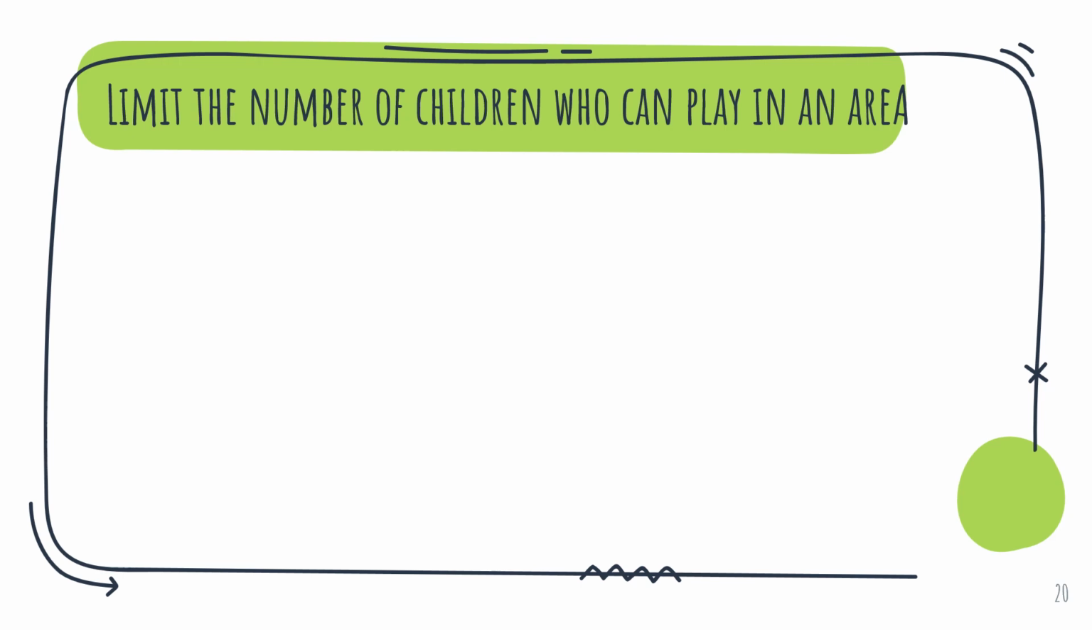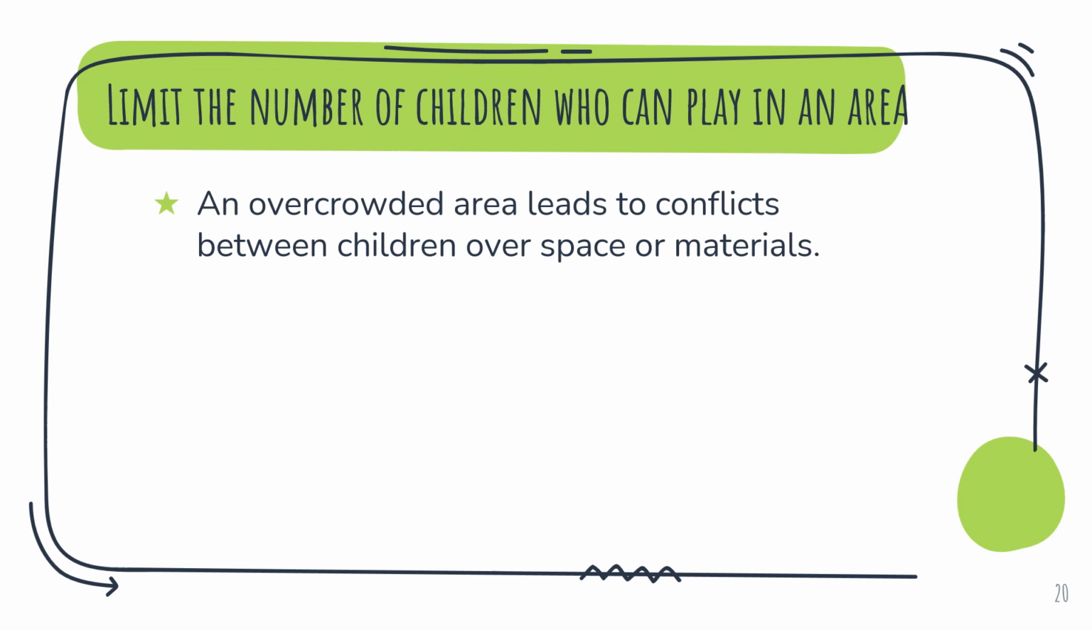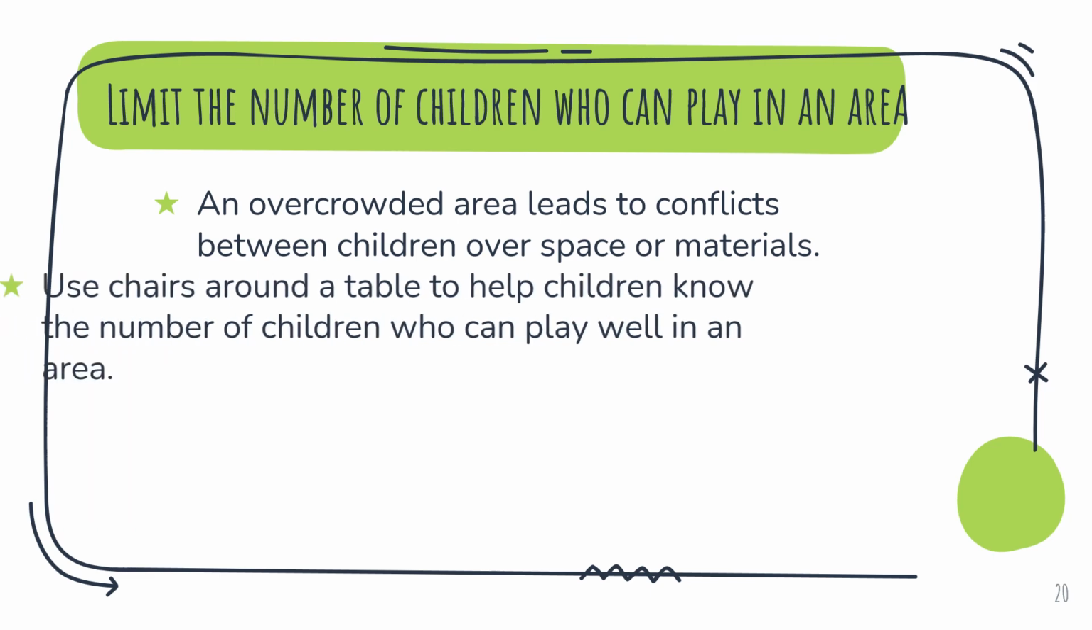Next tip is limit the number of children who can play in an area. An overcrowded area leads to conflicts between children over space and materials. The kids are just too crowded, there's not enough stuff to go around, they get in each other's way, and they start to argue and fight over the materials. So a way to avoid that is to limit the number of children who can play in an area.